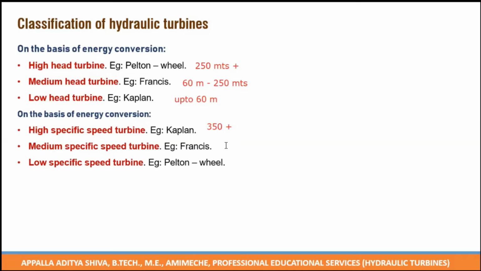Then we have the medium specific speed, roughly between 50 to 350. And lastly, we have the low specific speed turbine, that is less than 50. When the specific speed of the turbine is less than 50, we have a Pelton wheel or an impulse turbine. If we have higher specific speeds, we have a reaction turbine. If we have a very high head, we have an impulse turbine. If we have lower heads, then we have a reaction turbine.